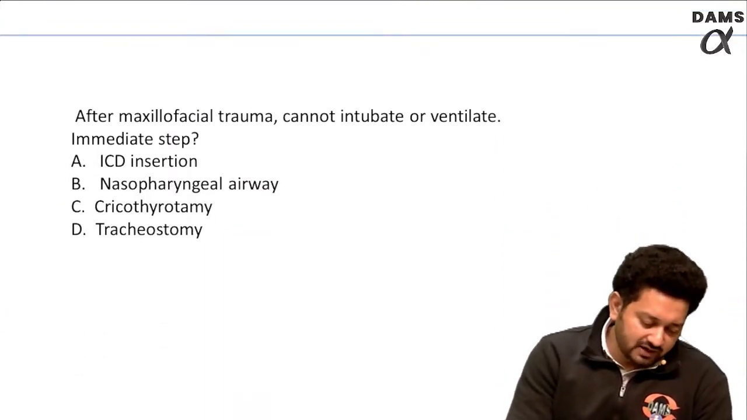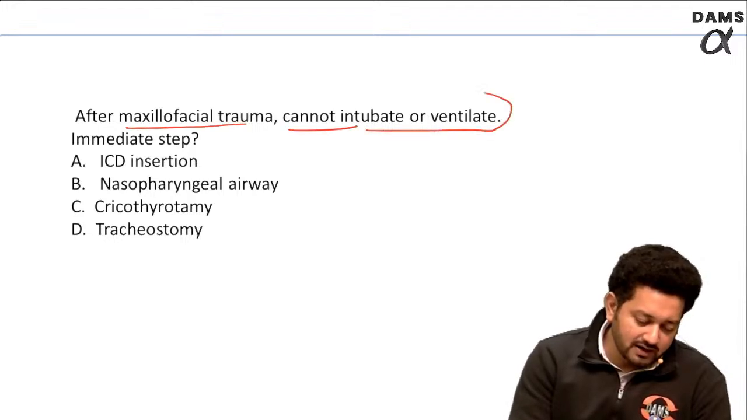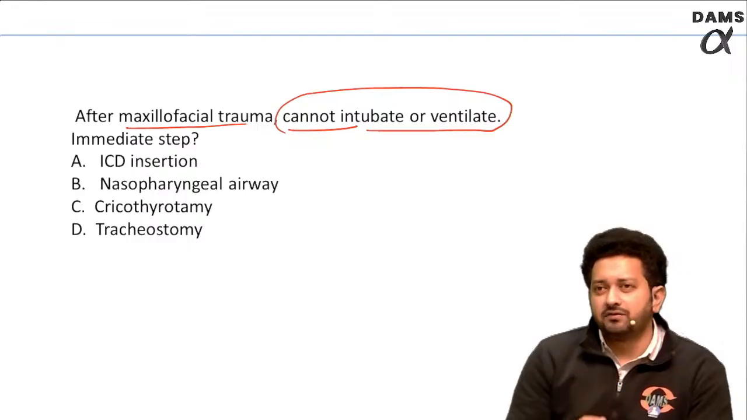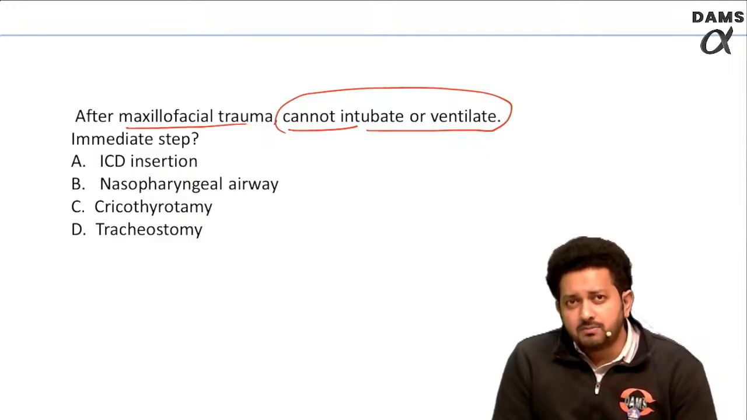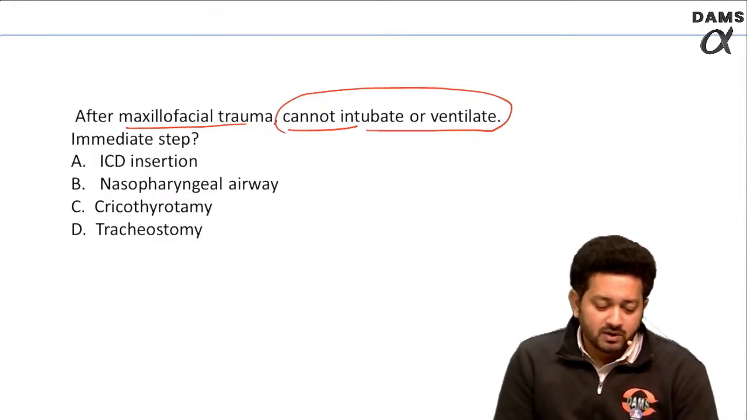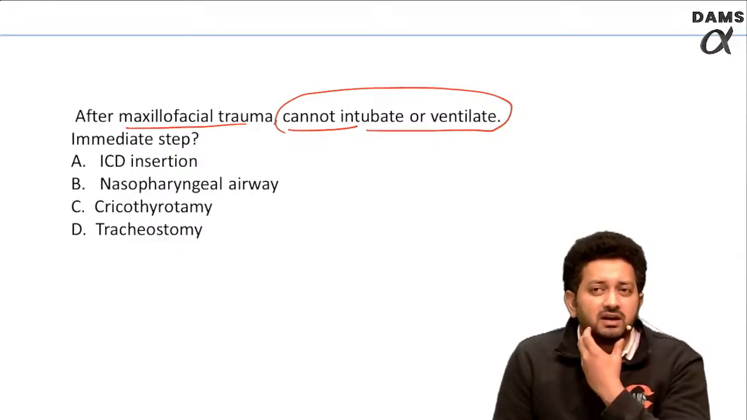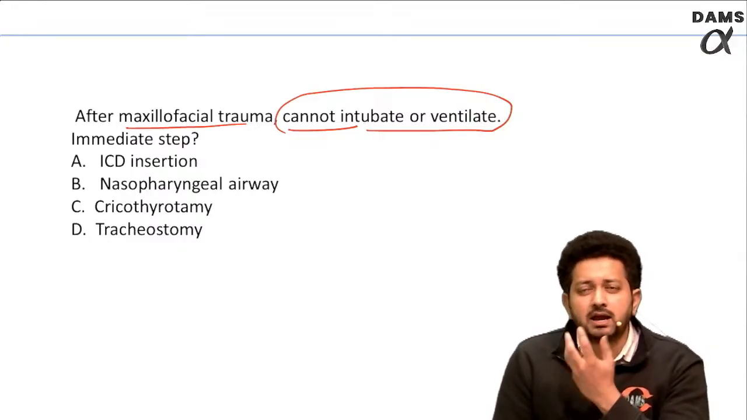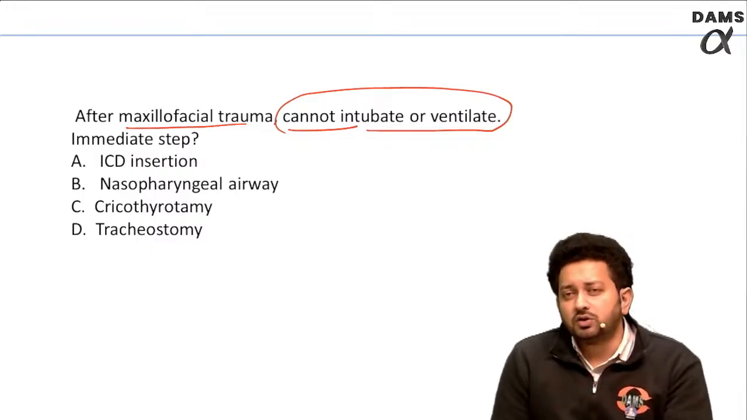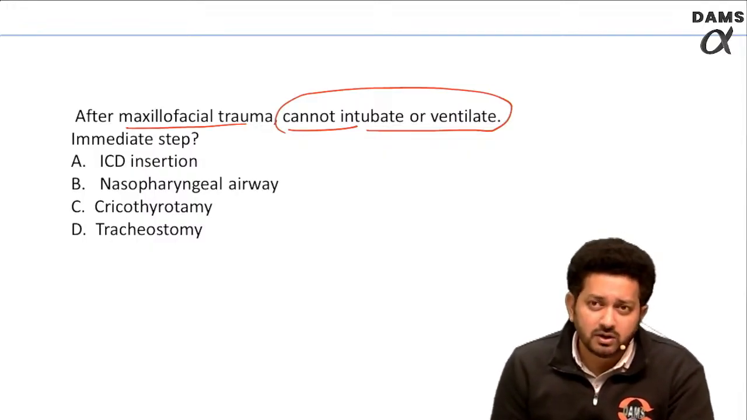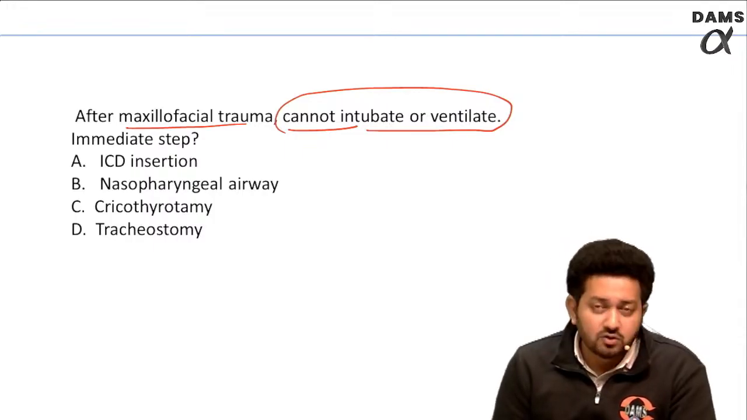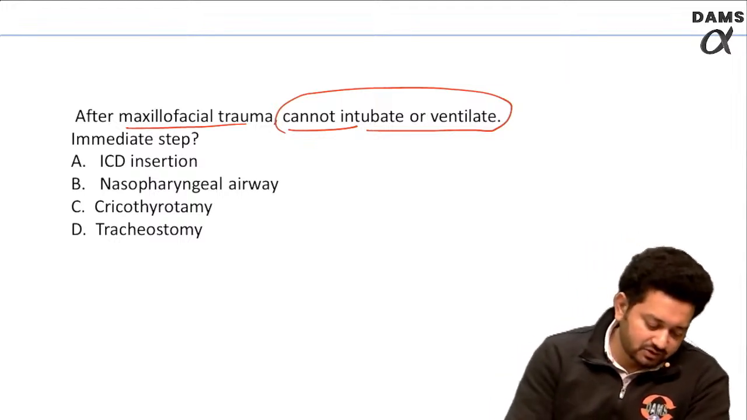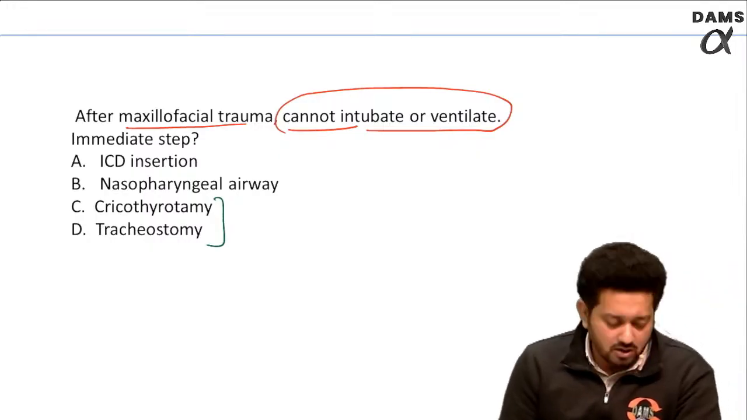Okay, after maxillofacial trauma, cannot intubate or ventilate. We have discussed in the trauma classes that this is one of the scenarios where at times it is very difficult to do the intubation, because of the fractures, the restriction in mobility, and there could be significant bleeding, so you might not be able to see the vocal cords to intubate. Airway obstruction is something where you cannot take too much time. If you cannot intubate, cannot ventilate, go for a surgical airway. These two are the surgical airway: cricothyroidotomy or tracheostomy.